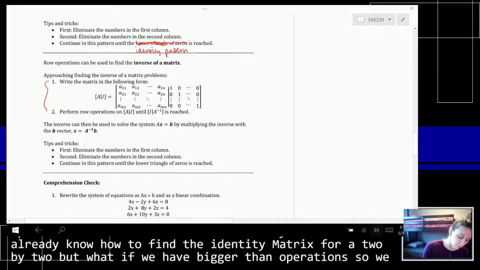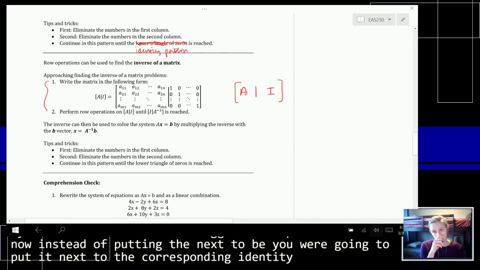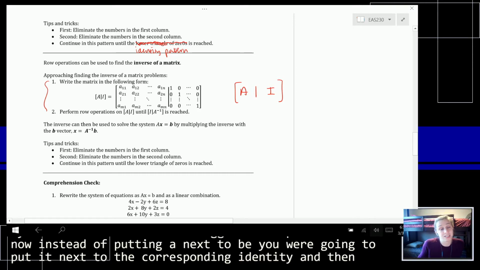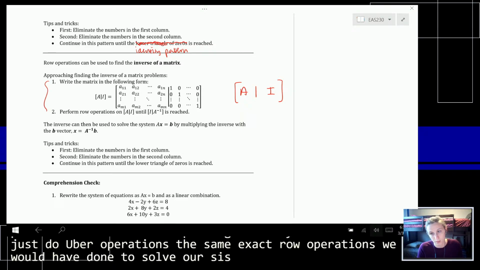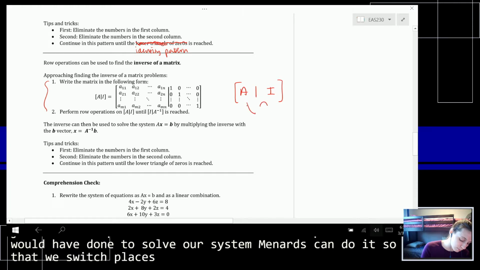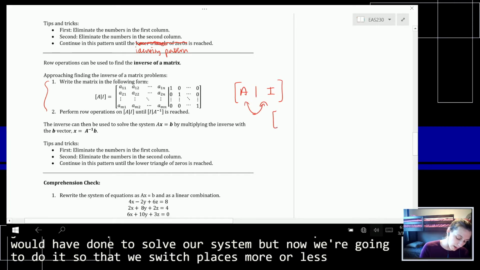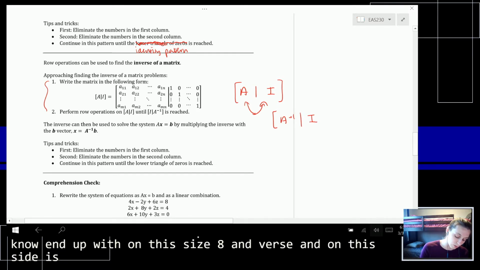We write our matrix A, and now instead of putting it next to B, we're going to put it next to the corresponding identity. And then we just do row operations, the same exact row operations we would have done to solve our system. But now we're just going to do it so that these switch places, more or less. Where I now end up with, on this side, is identity, and whatever ends up on this side is A inverse.